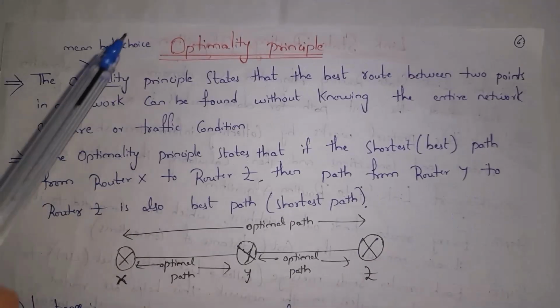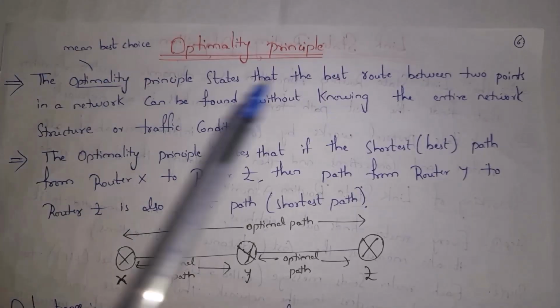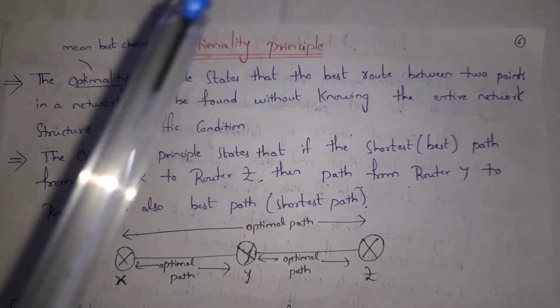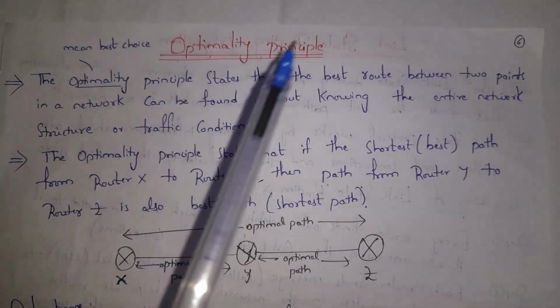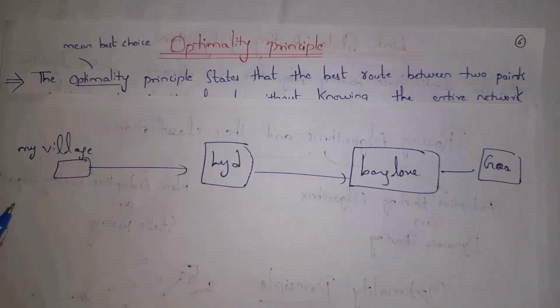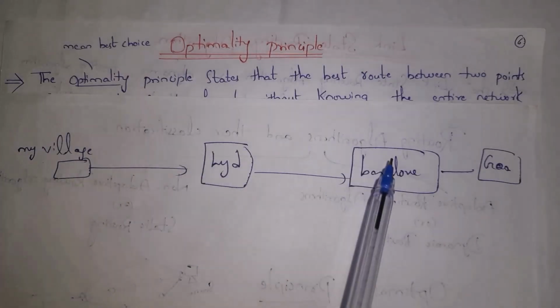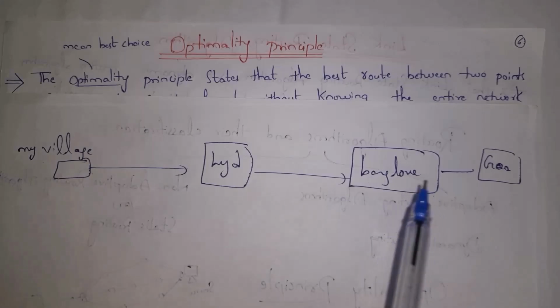Next, I will explain what the optimality principle is. Optimality means best choice. The optimality principle states that the best route between 2 points in a network can be found without knowing the entire network structure or traffic condition. I will give an example so that you can clearly understand. For example, there is a best route from my village to Goa. In order to travel to Goa, at first from my village I need to go to Hyderabad, from Hyderabad I need to go to Bangalore, and from Bangalore I need to go to Goa.